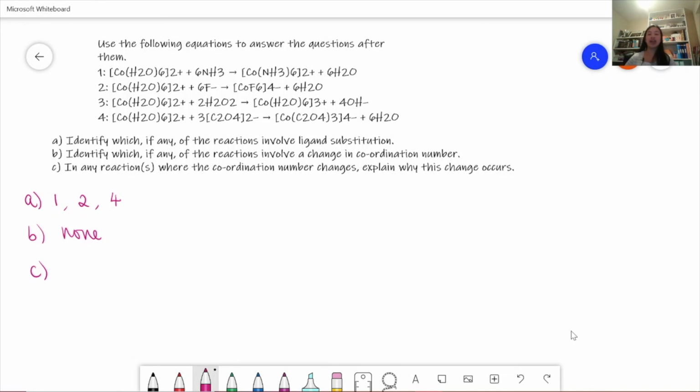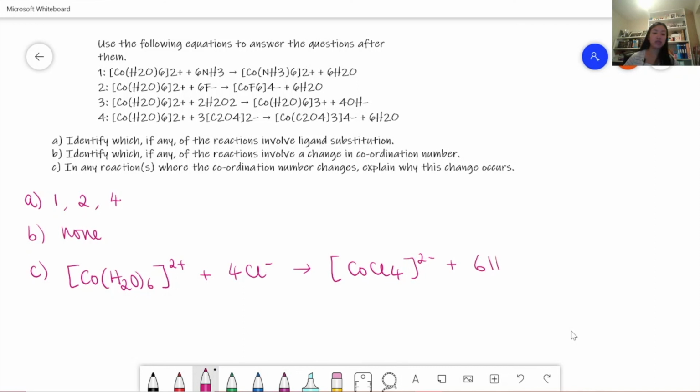So we actually don't have any reactions where the coordination number changes, but we can explain why a coordination number can change. So for example, if we started off with this cobalt metal aqua ion, and say we added 4 Cl minuses to it, then what would form would be CoCl4 2 minus, and also the 6 waters. So this is another ligand substitution, and we have chlorides this time substituting the water ligands.